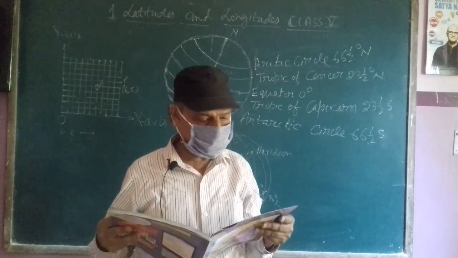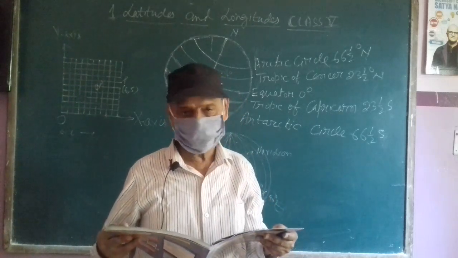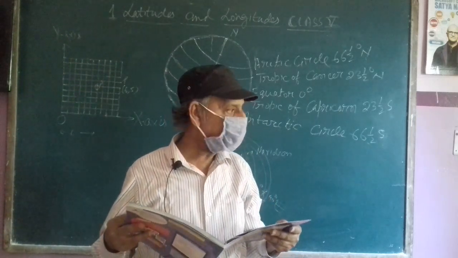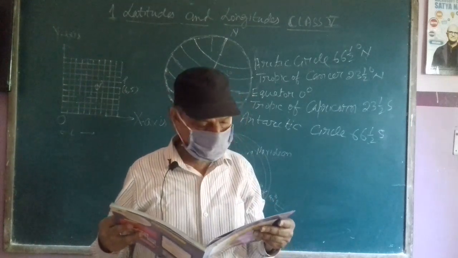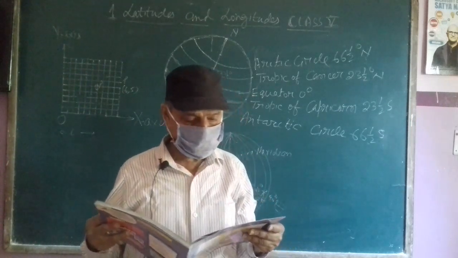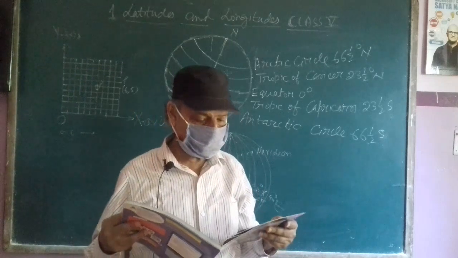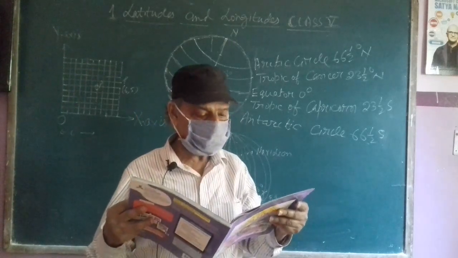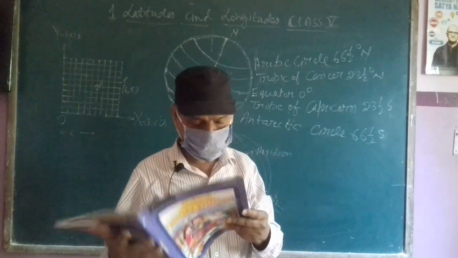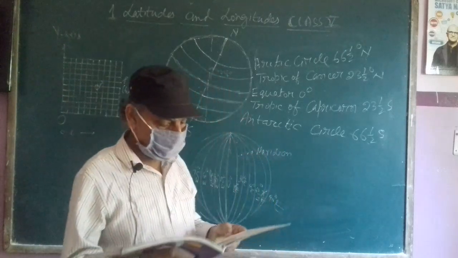The latitudes are parallel lines. I told you. Hence they do not cross or meet each other. And there are 90 latitudes to the north of the equator and 90 to the south of the equator. In total, there are 181 latitudes, including the equator at 0 degree.